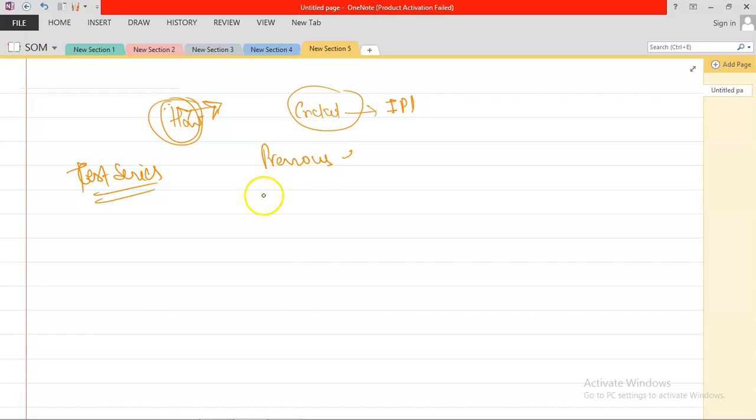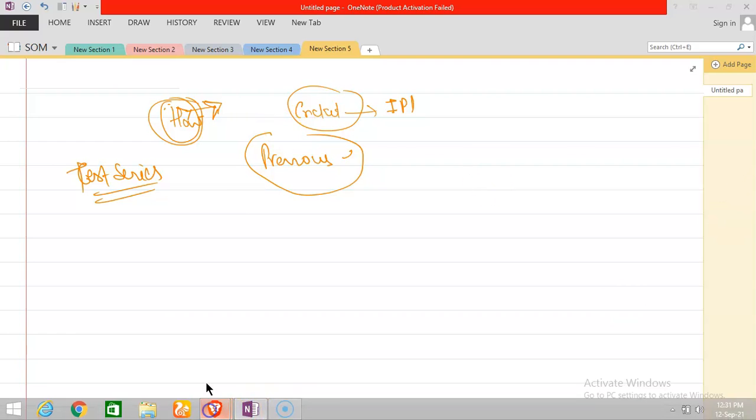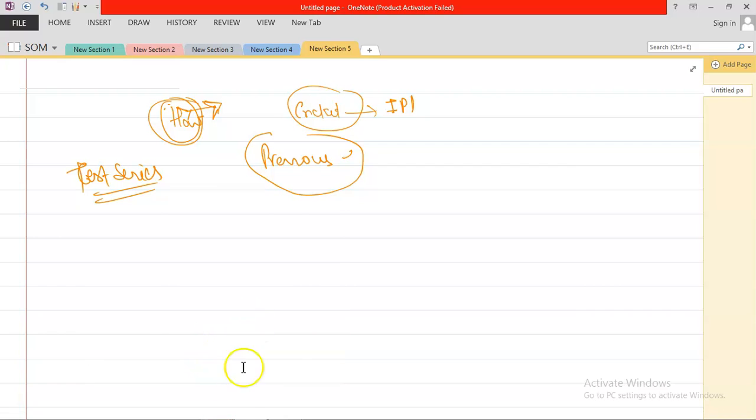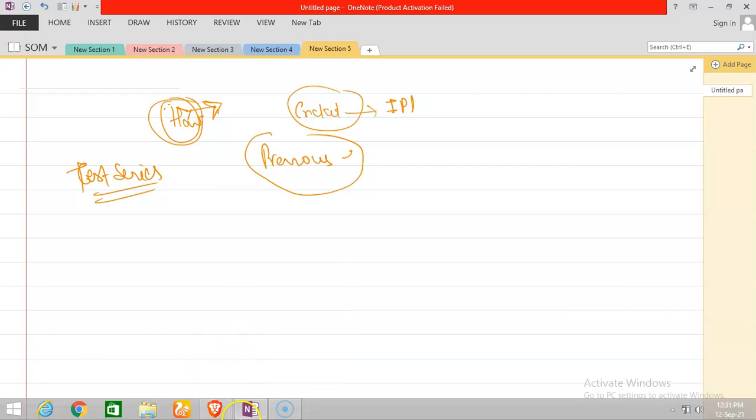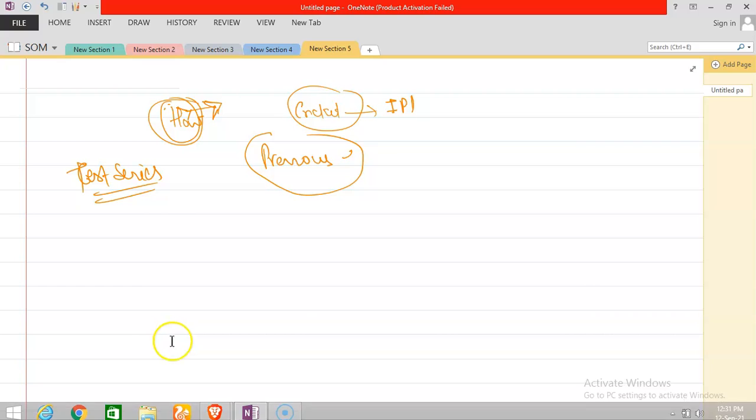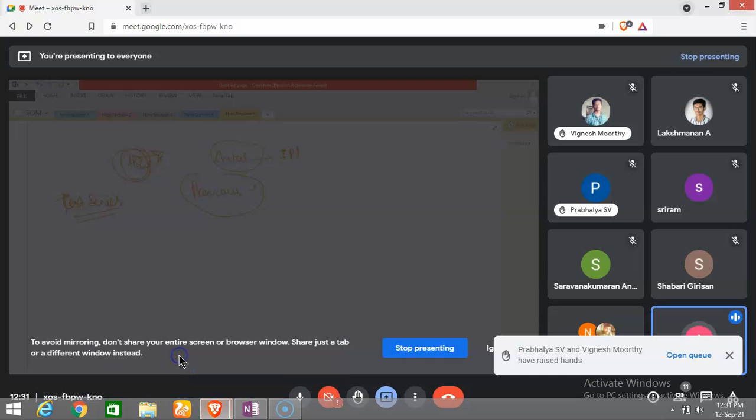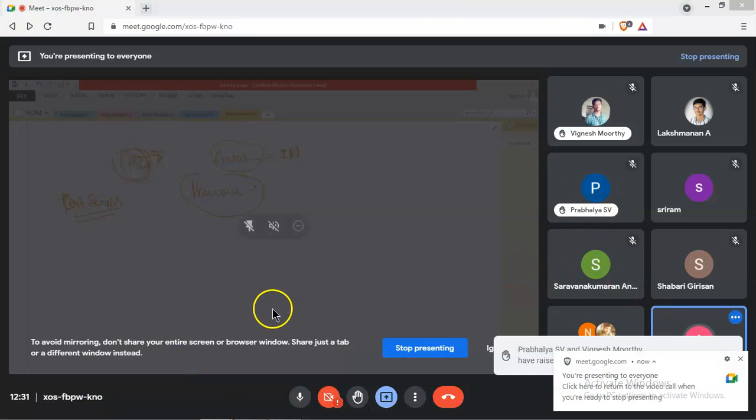So please, anyone respond, are you solving it or not? Okay, there are 12 persons in the group and only one is responding. Where is everyone? I was not asking till now, but around 70% of the portion has been covered in SOM.